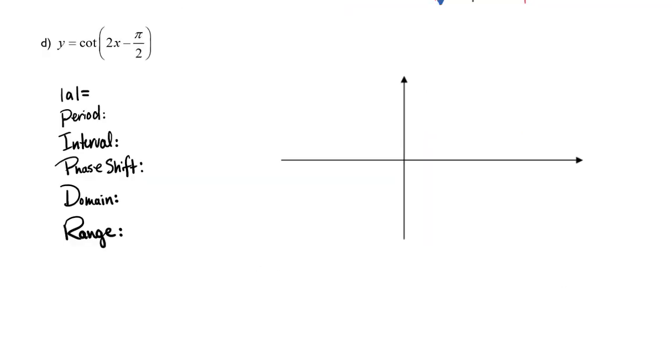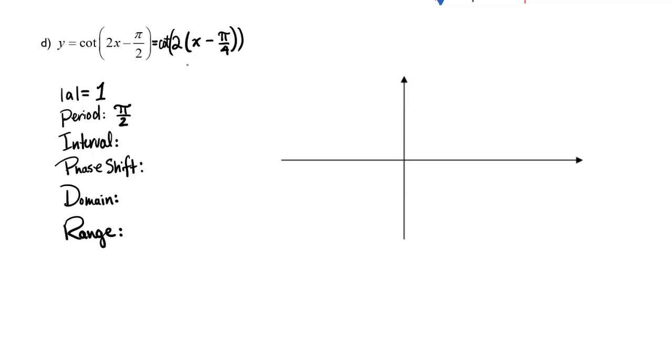In this last equation, we have y equals cotangent of 2x minus pi over 2. If I factor out a 2, I'll have 2 times x minus pi over 4. So my amplitude is 1. My period is pi divided by 2.